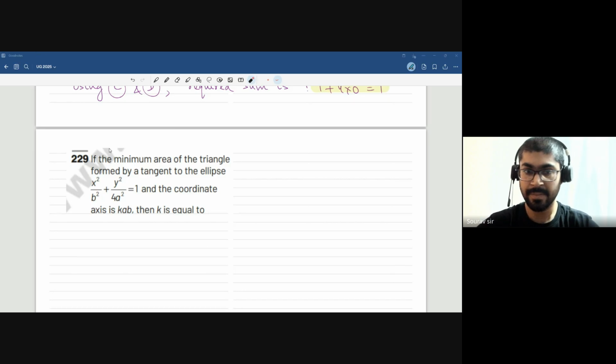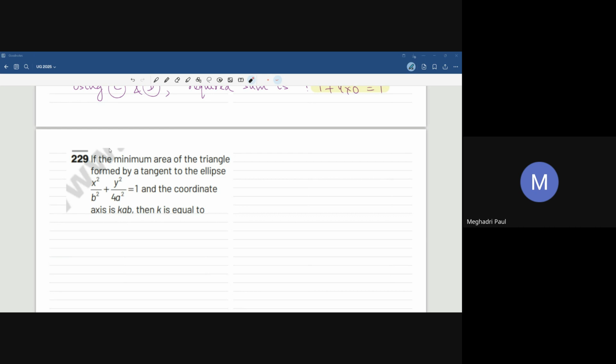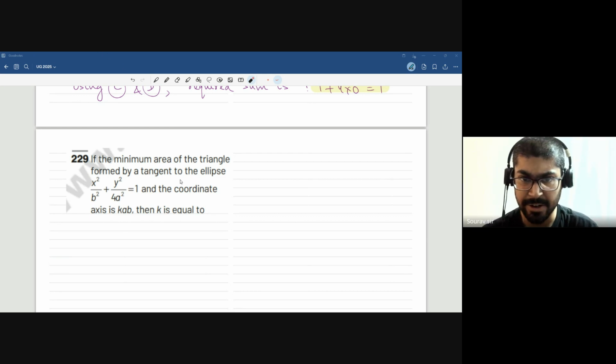Yes, k value 2. K value is 2, I think that is correct. Yes, correct. So how do you solve this? Equation of an ellipse is given to us, right? And the coordinate. So how do you do this?